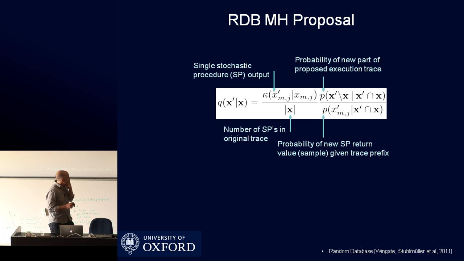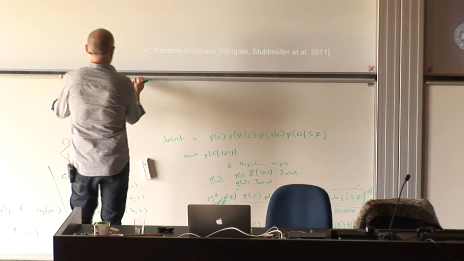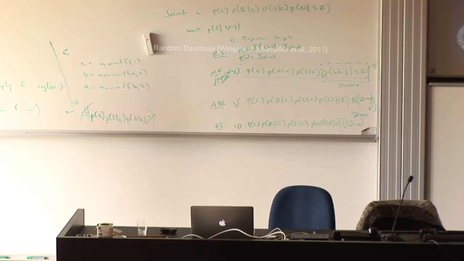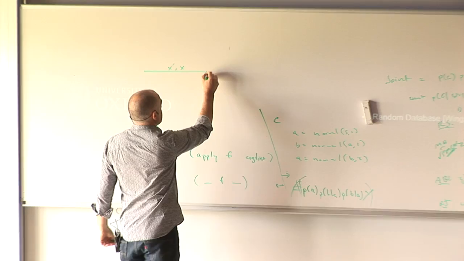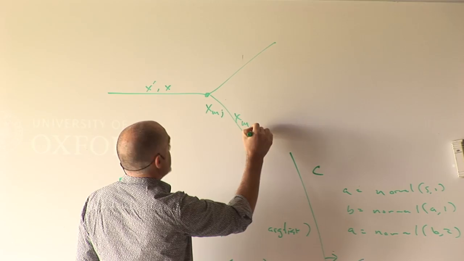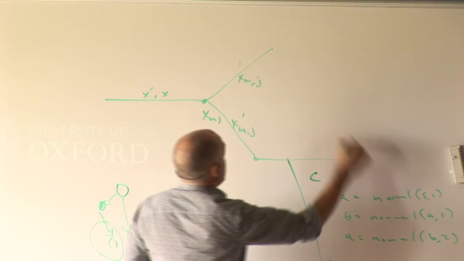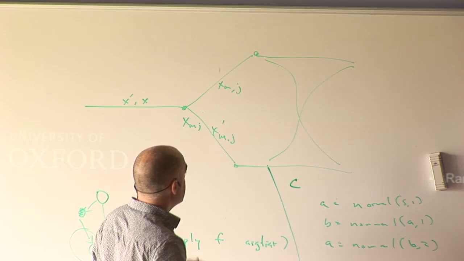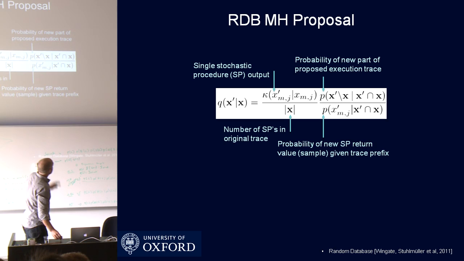We need to pay attention to the probability of whatever new value we generate given the execution trace prefix. So this notation is all of the random choices shared between the new prefix, new execution trace, and the old execution trace. You can think about this as X prime and X run along together, and then they hit this choice, which is XMJ, okay? And they diverge. XMJ prime is this way, and XMJ is this way. And then something happens. Sometimes these things can come together, actually. They can rejoin, but there's a branch, and we're going to evaluate what happens on either side of the branch.